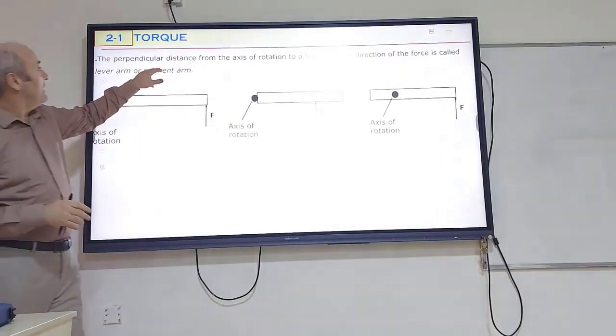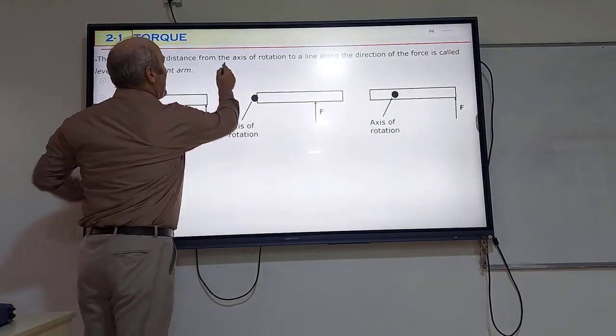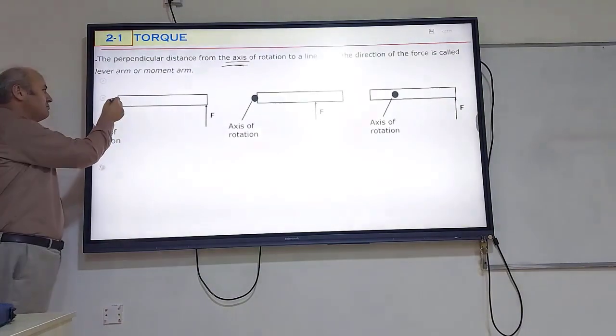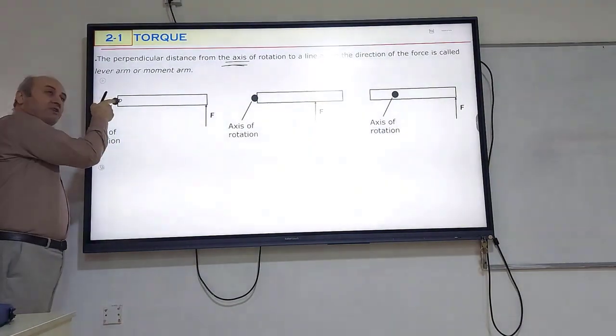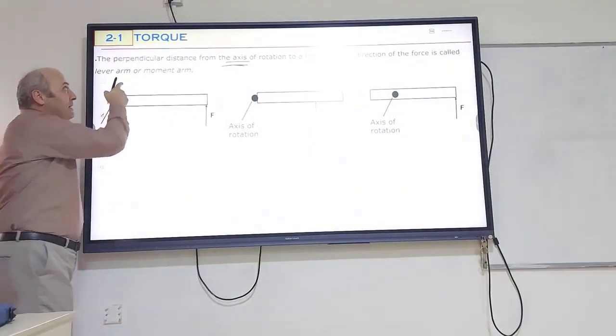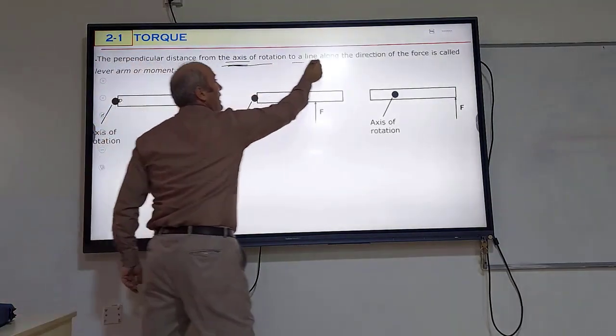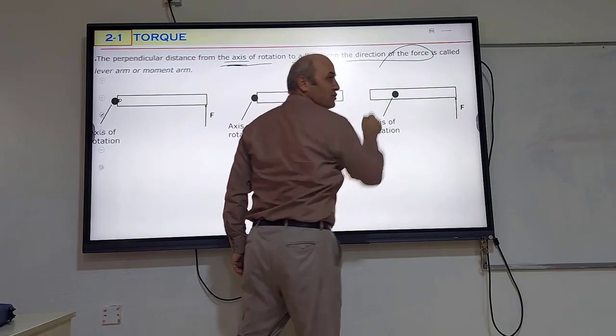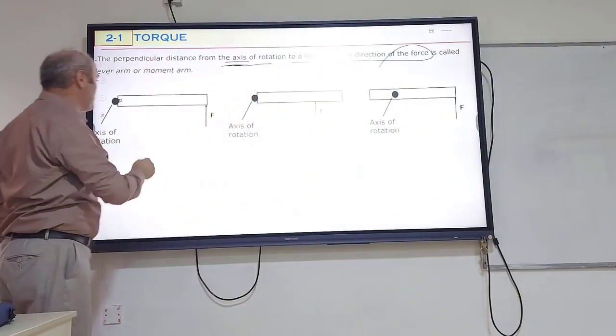First, let's say a perpendicular distance from where? From the axis of rotation. So where is the axis of rotation? We are going to start from here. Distance from the axis of rotation to a line, another line. But this line is through what? Through the force. You are going to draw a line along the force. Let's draw it.